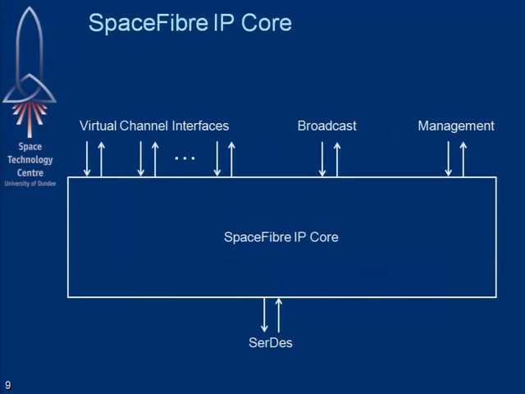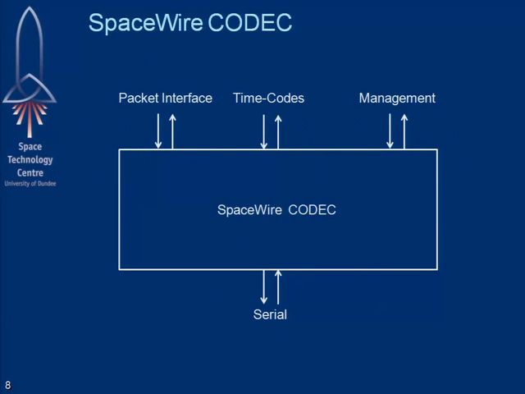The packet interface is basically you put your packets in there and it will send them, and that's where you receive your SpaceWire packets. Timecodes, you can put in timecodes that you want to broadcast over the network or receive timecodes from there. And management is for things like setting the link speed, starting the link, and so on.